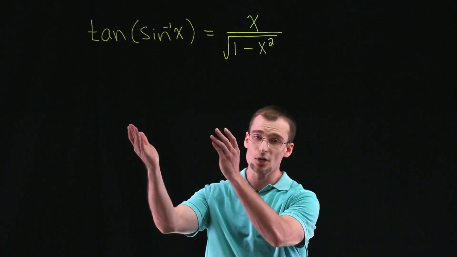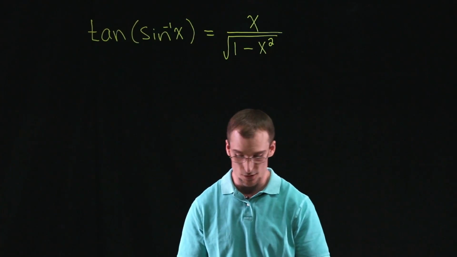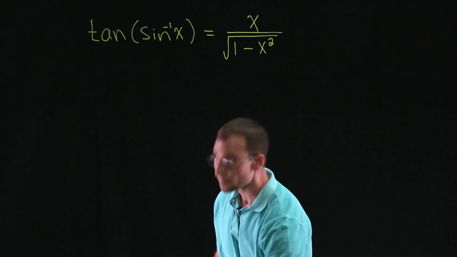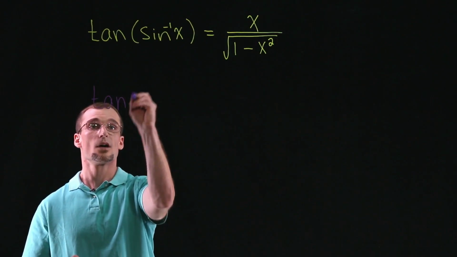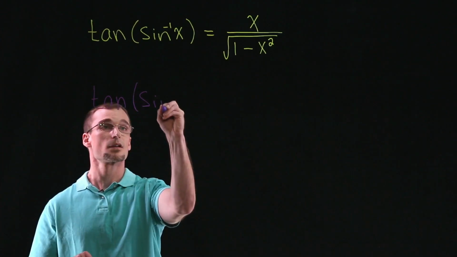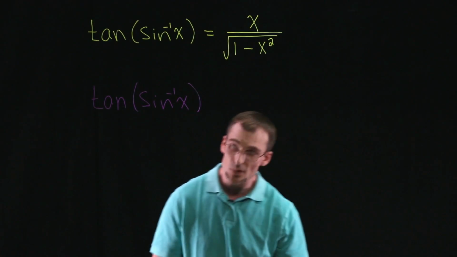So what we're going to do is start with the left-hand side and work with that and try to show that it's equal to x divided by the square root of 1 minus x squared. So starting with our left-hand side, our tangent of sine inverse of x.